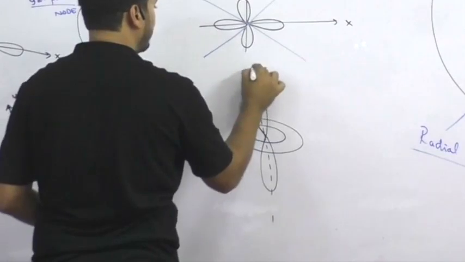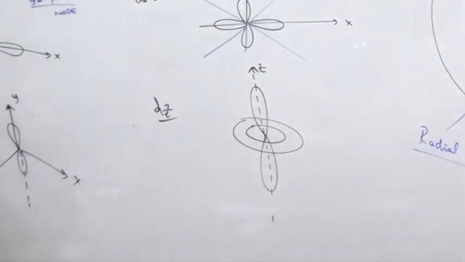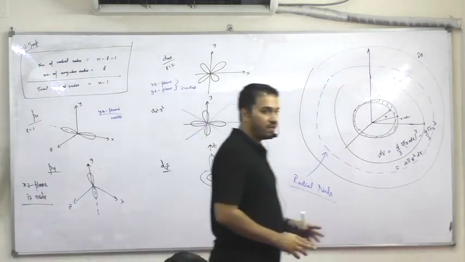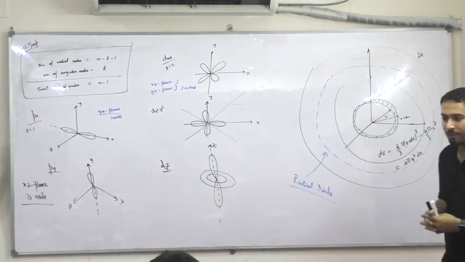dz square. Can you imagine a nodal surface for the dz square orbital? Can you imagine a surface, a nodal plane, where the chances of finding the electron is 0?